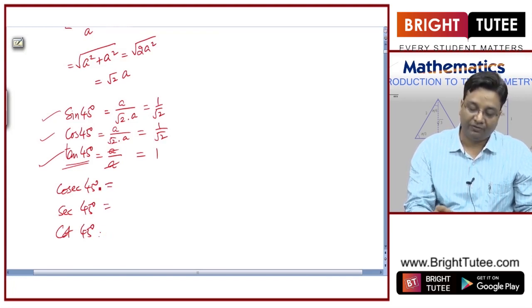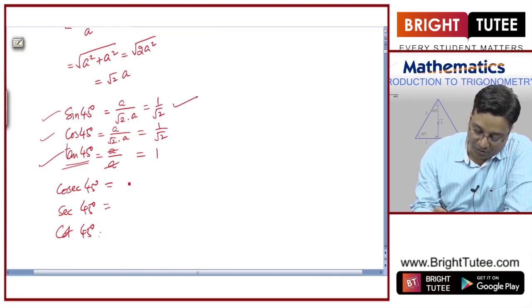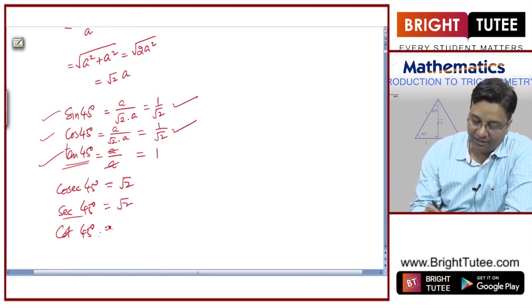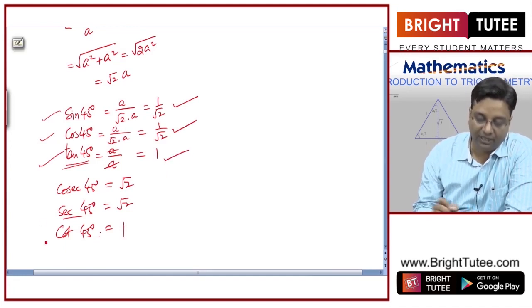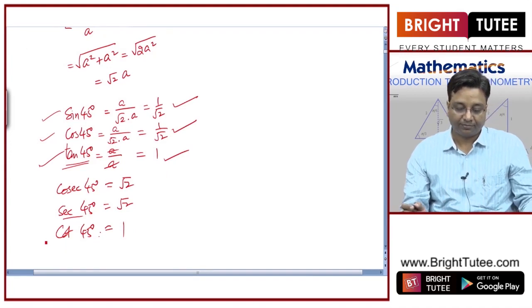What will be cosecant 45 degrees? It will just be the reciprocal of this. So, root 2, the reciprocal of this is root 2. Cot 45 degrees is the reciprocal of this, which is still 1, right? So, we have got all the values here.